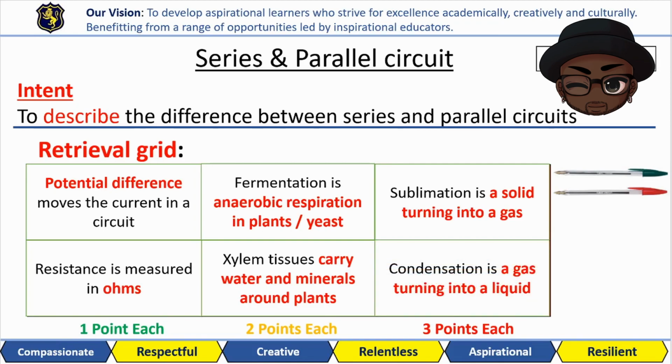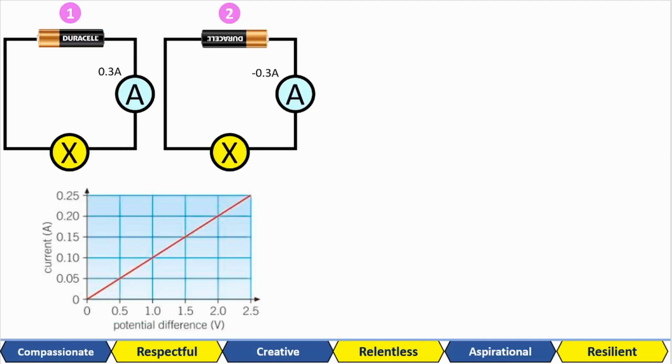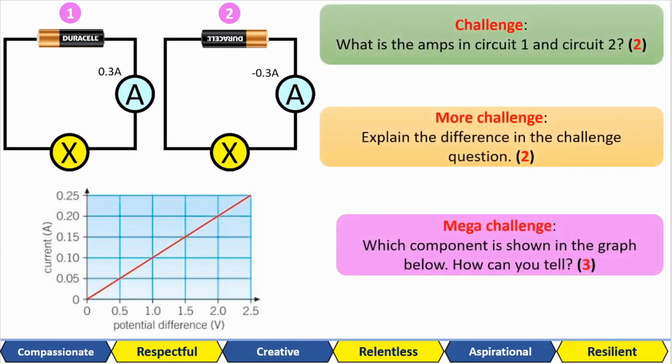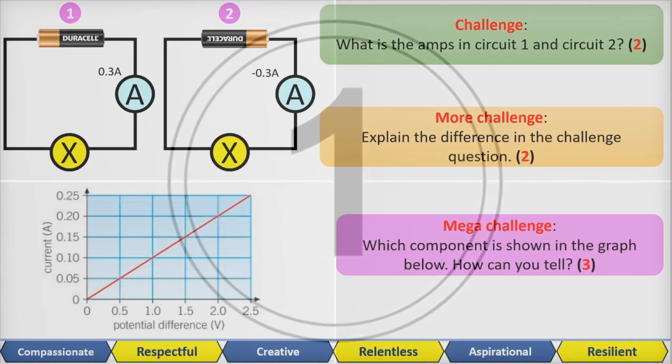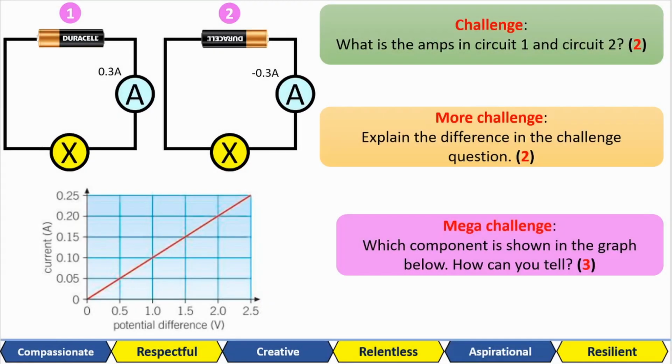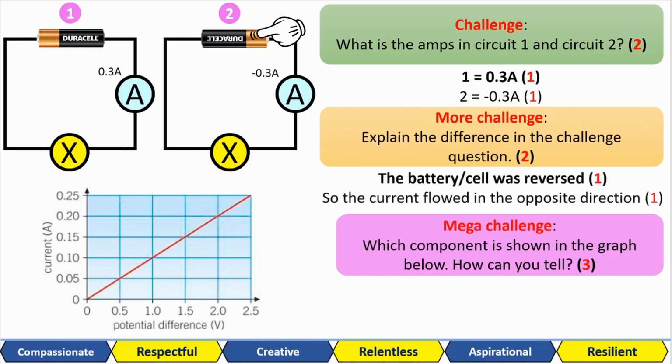Before we look in depth at series and parallel circuits, we'll do two activities just to warm ourselves up. I've got these two circuits and a graph below. Complete these challenge questions. In circuit 1, the current is 0.3 amps, and in circuit 2, the current is minus 0.3 amps. If you look closely, you see that the battery is reversed, which means that the current is flowing in the opposite direction.